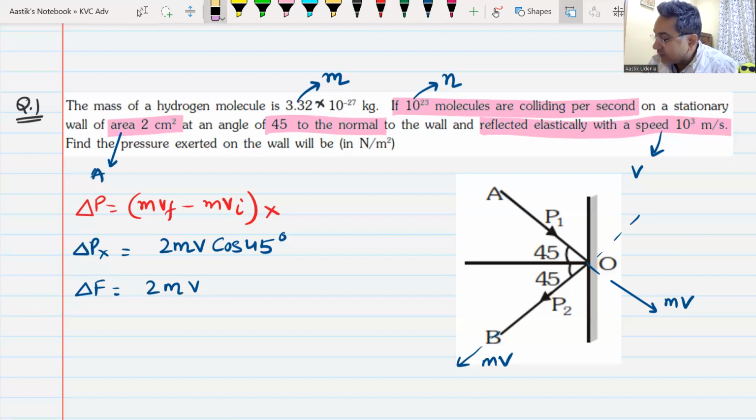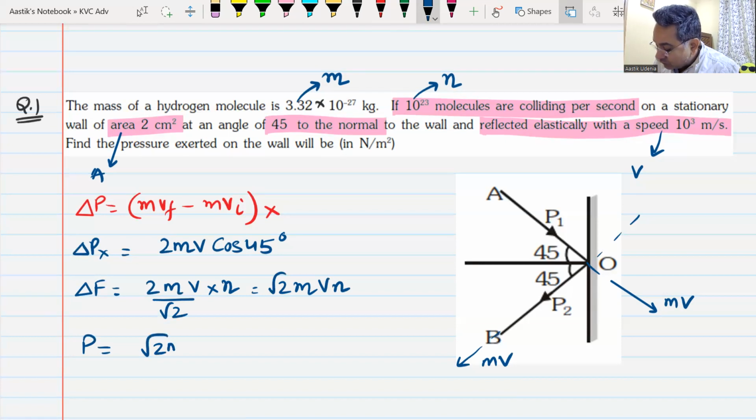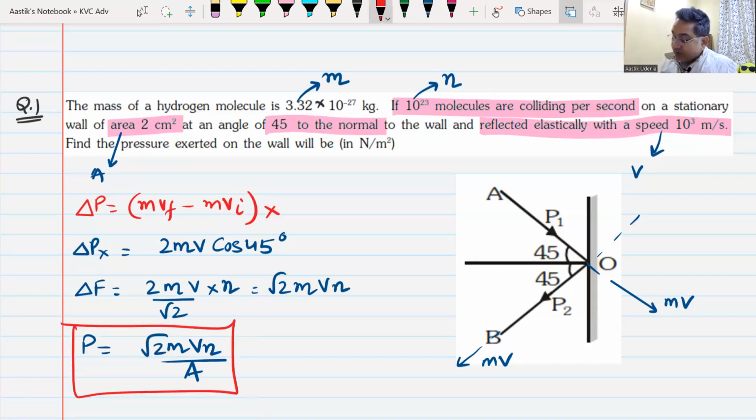Let me write it as 1 by root 2, yes or no? Yes, sir. 1 by root 2 multiplied by 2 and n, so this becomes root 2 m v n. That is the force exerted. You just divide by the area: root 2 m v n by a, and that is the answer we were looking at.